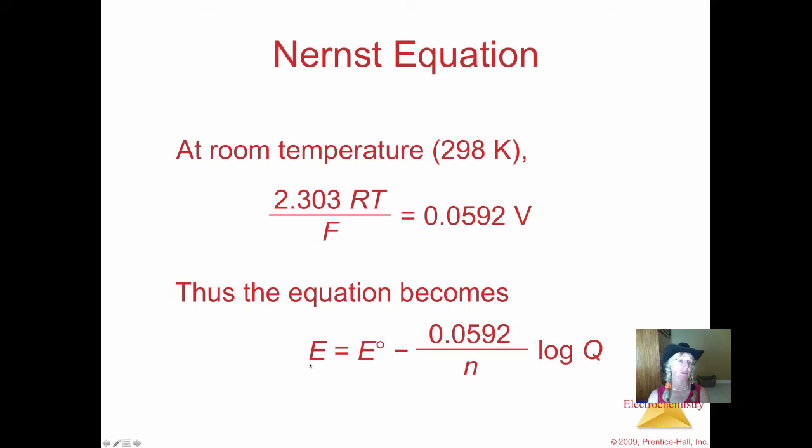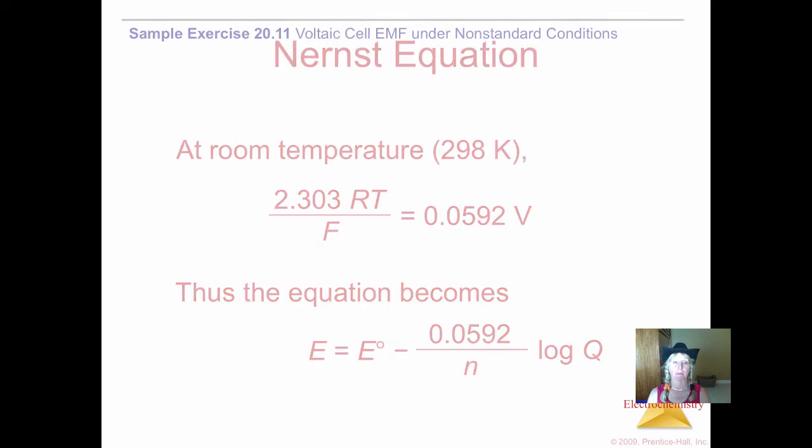This is when the concentrations aren't 1 molar. And it's a number that's a combination of constants, 0.0592 over n, and if you remember, n stands for the number of moles of electrons that are flowing in a circuit. And of course, the log of Q, remember, is called the reaction quotient. It's set up exactly the same way as an equilibrium constant. Products concentrations raised to the appropriate power divided by reactants concentrations.